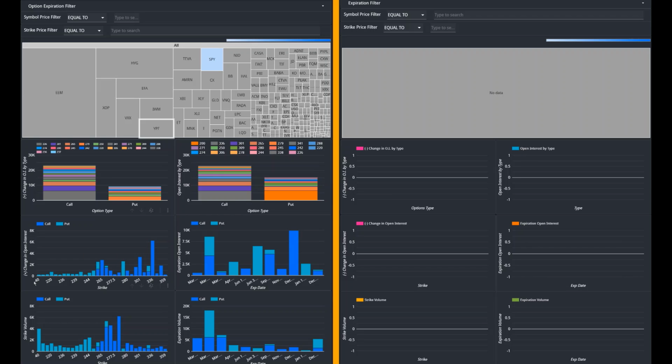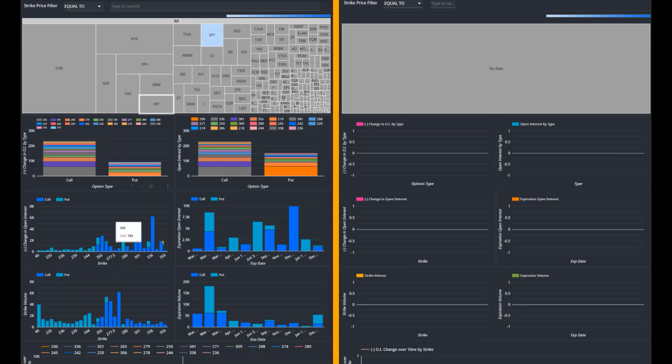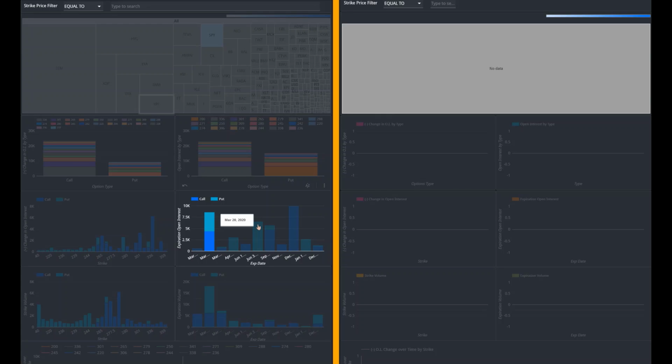Also looking at the spectrum for the SPY, we can see that the calls have a lot more volume, or there's a lot more area for the calls versus the puts, where it's just a little bit of area. And then we can also see how all of the open interest for today was distributed across different time frames. December 18th, 2020 was a big one. March 20th is another big one. So let's select March 20th and let's see what we can do for trading.